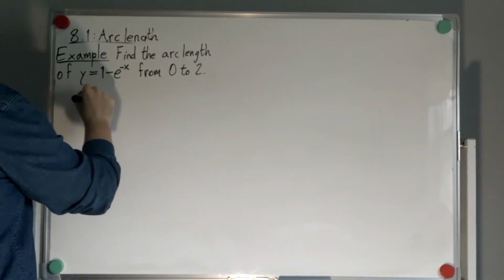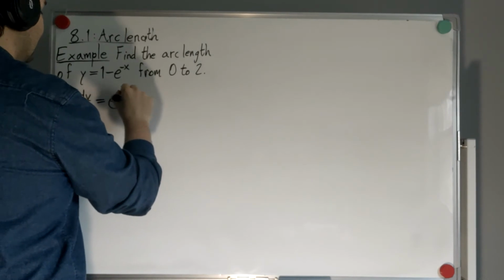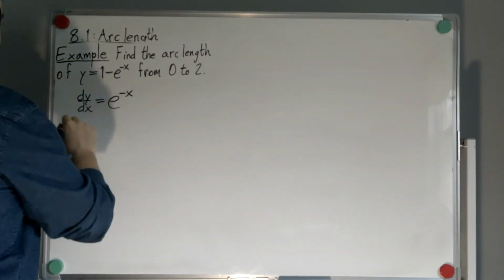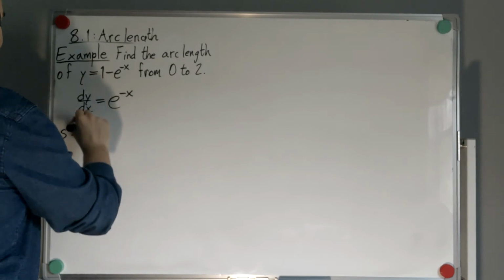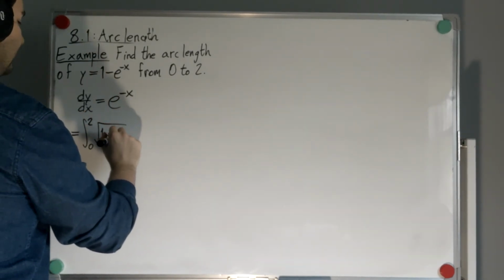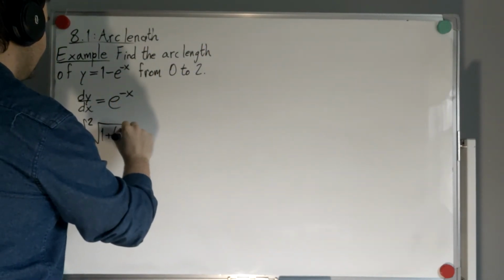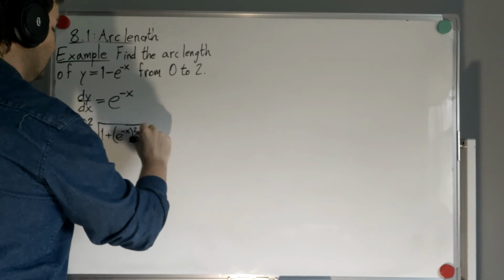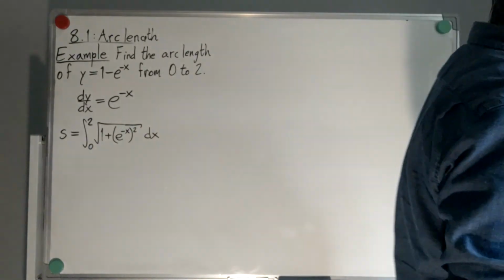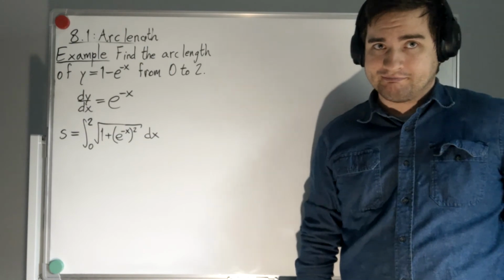Okay. So first thing we got to do, as always, is take the derivative. This becomes e to the negative x. So then the arc length is going to be the integral from 0 to 2 of the square root of 1 plus e to the negative x squared dx. And then you've got to do that integral. Turns out that integral is not so easy.